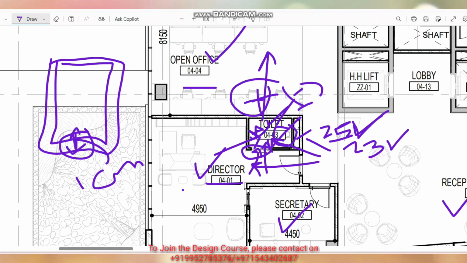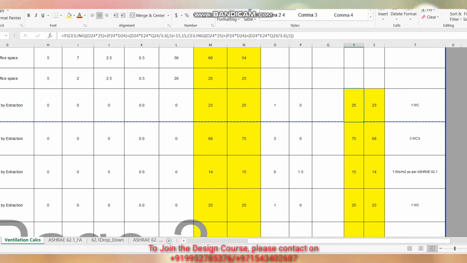So there are two options we can follow. The door undercut is the cost effective method, so you can follow that. Here I have provided 25 liter per second as the exhaust, and 23 is the 90 percentage of the exhaust as fresh air, because of the negative ventilation. The same will be duplicated here automatically in the formula, so we don't need to make any changes.